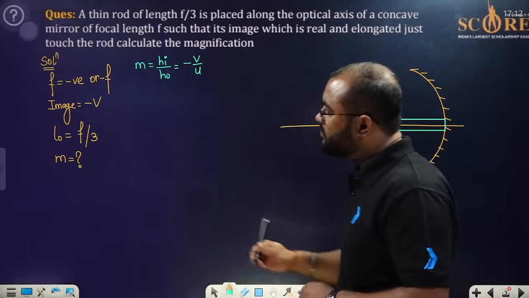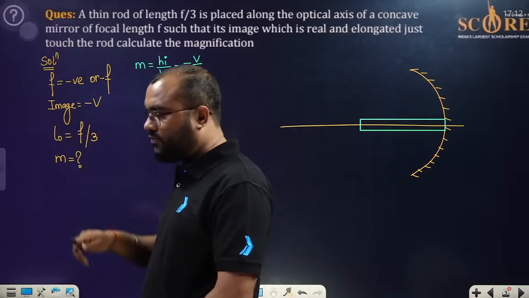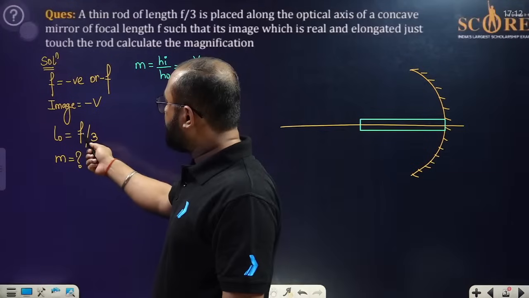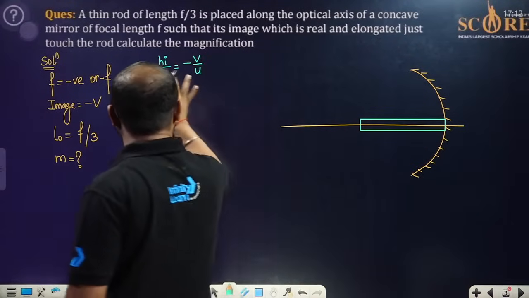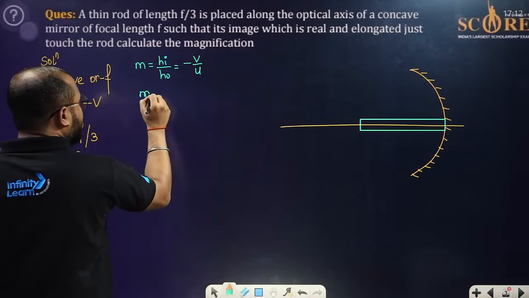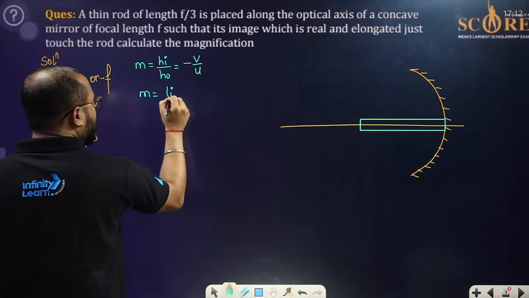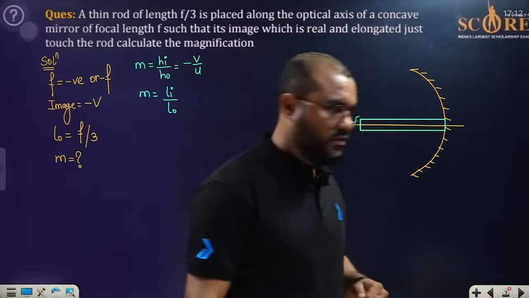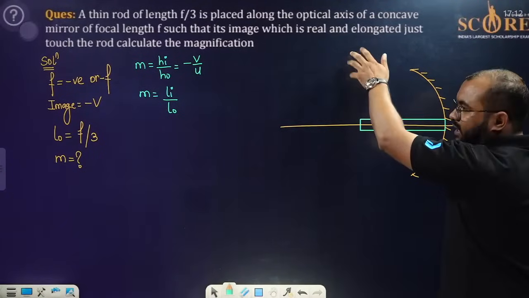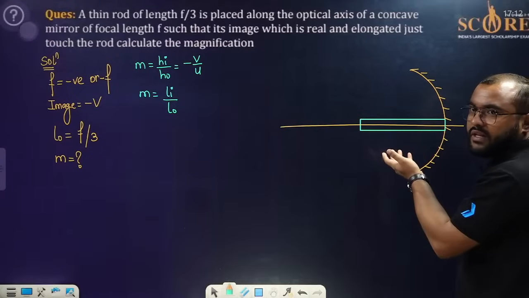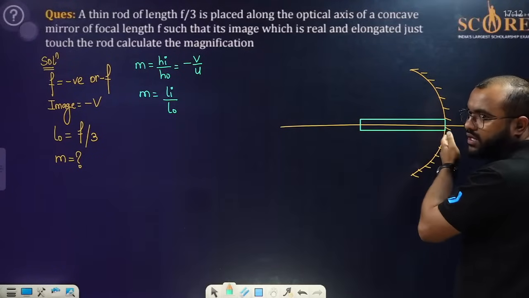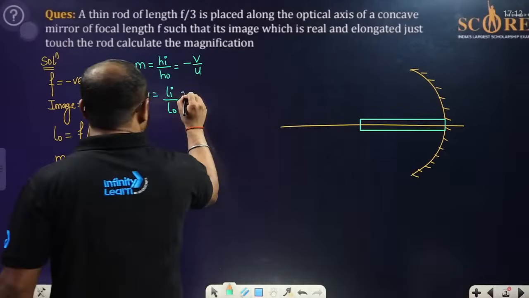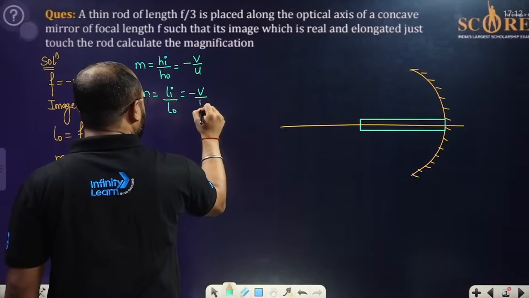In this particular question, we do have the value of the length of the object. See, why are we placing the length of the object f by 3? We can write this entire case this way also: M will be equal to length of the image by length of the object. Why are we writing length in the place of height? Why not? If you make it vertical, it will be the height. If you make it horizontal, it will be the length. We are measuring one point to another point distance only. So it will be equal to minus v by u.